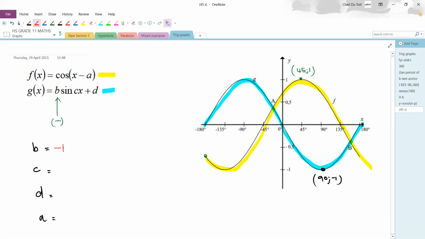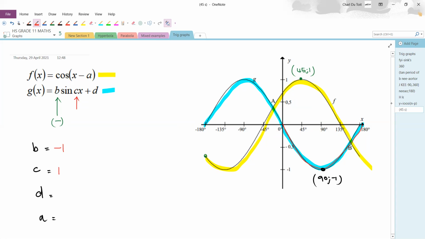Good. Okay. C is what? C is the number of graphs I can draw to 360. Well, I can only draw a half graph to 180, so I can draw one graph to 360. In other words, you can see there's one sin graph in a whole 360 degrees.